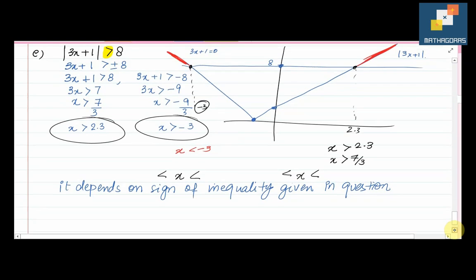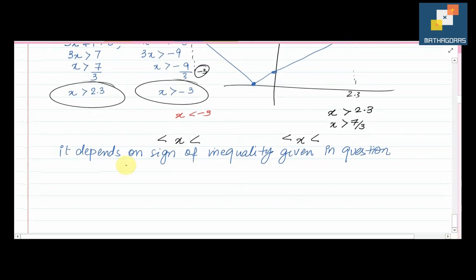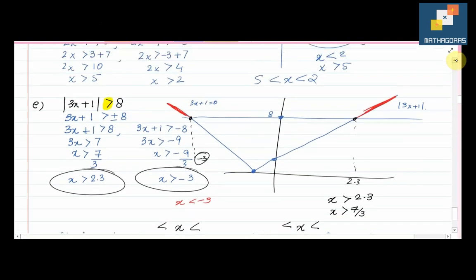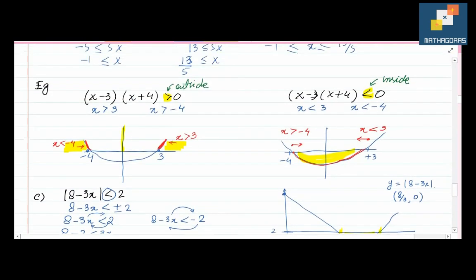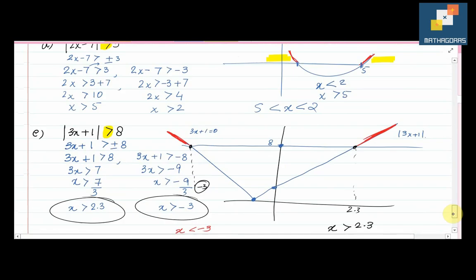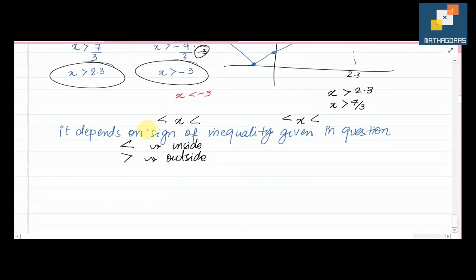And I conclude that in this way, if the sign is less than, we need to move inside the curve. If the sign is greater than, we need to move outside the curve. And the difference of inside and outside I have explained very well in this example, right? So the concept is the same, we need to apply the same concept, but we need to identify and highlight these signs that will decide our set of inequality.